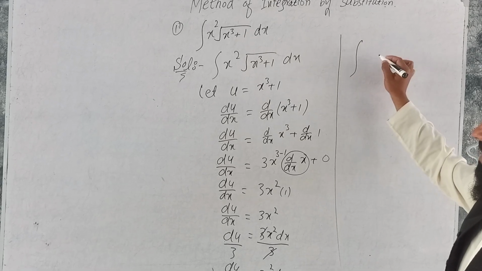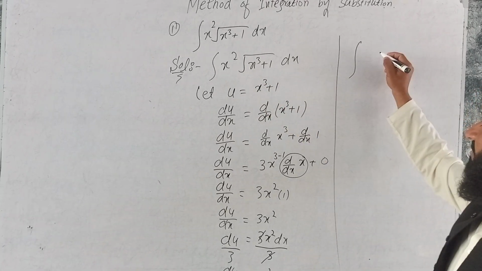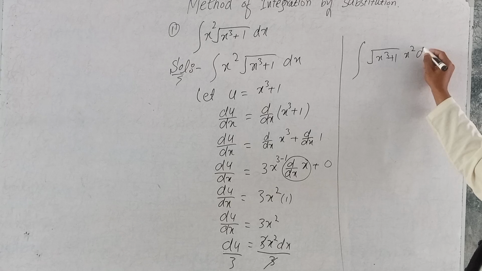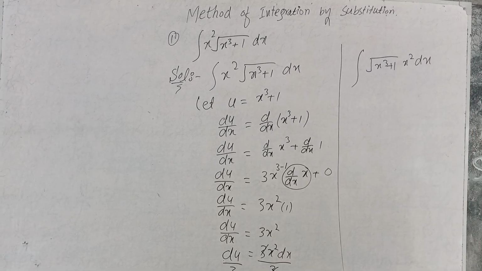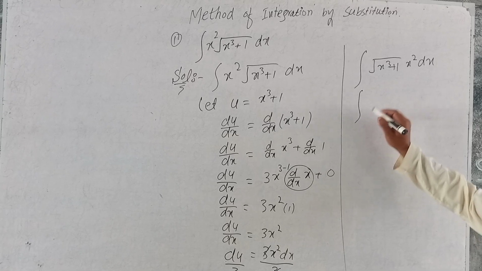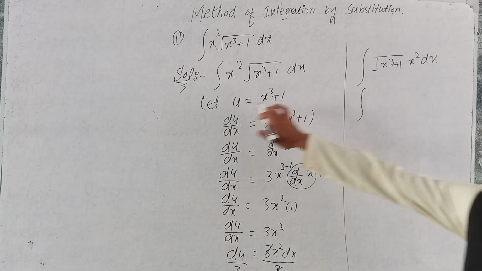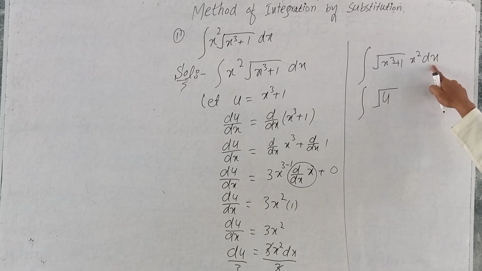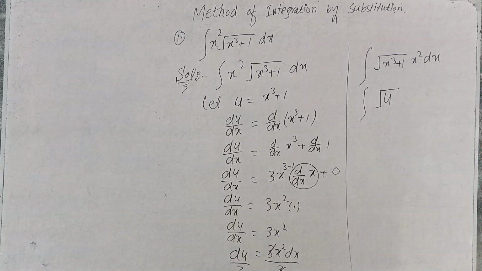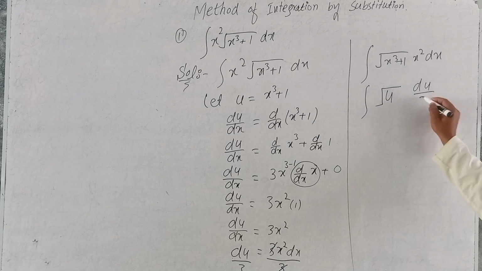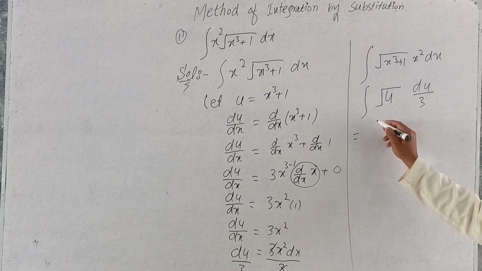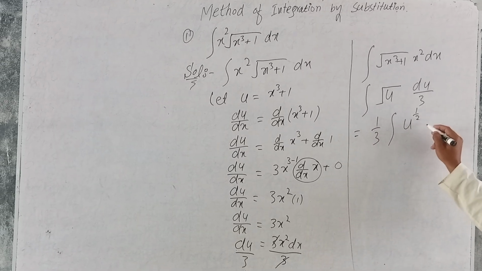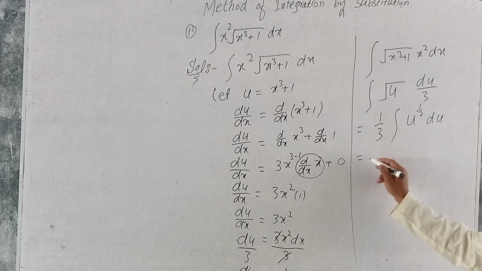So the integration we can also write in the form of the integral of square root of x cube plus 1 into x square dx. Put x cube plus 1 equal to u, so we get square root of u, and x square times dx is equal to du divided by 3. So we can write this in the form of 1/3 integral of u to the power 1/2 du.